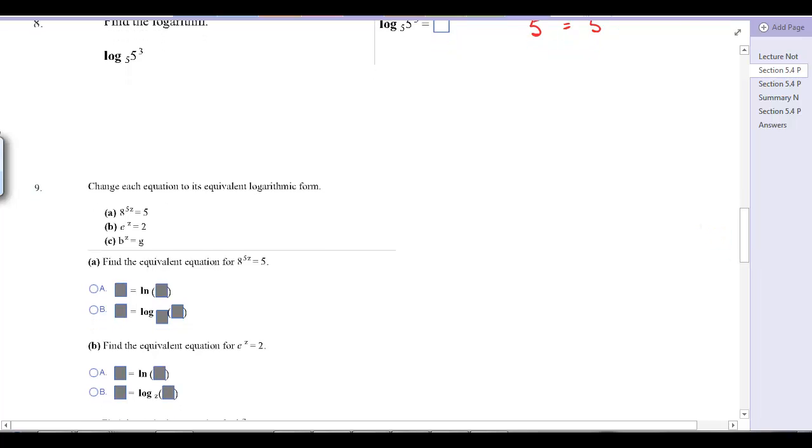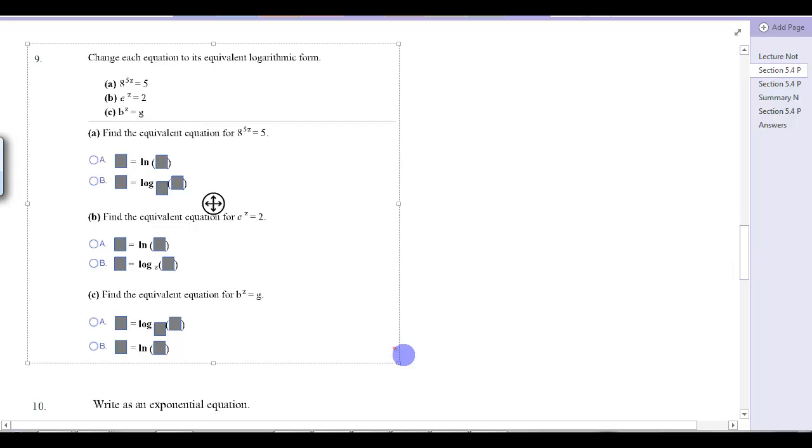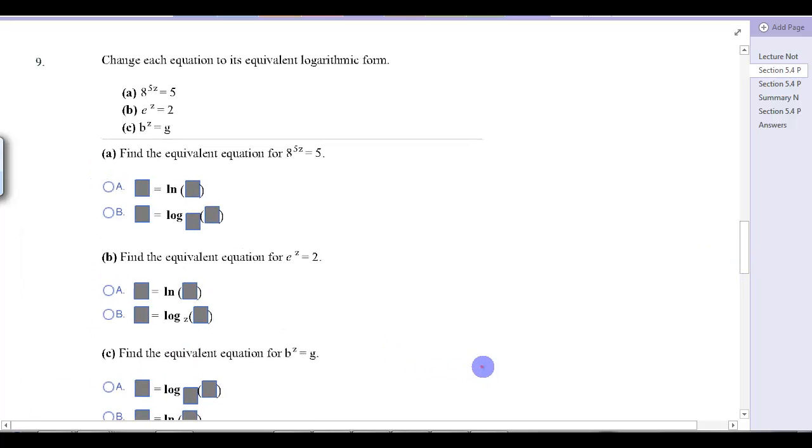All right, change each equation to its equivalent log form. All right, so we have to remember the following. Base to exponent equals argument. That's the form that we've got, and we want to change it to log base argument equals exponent.